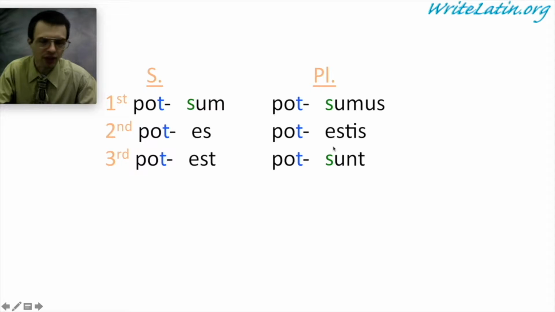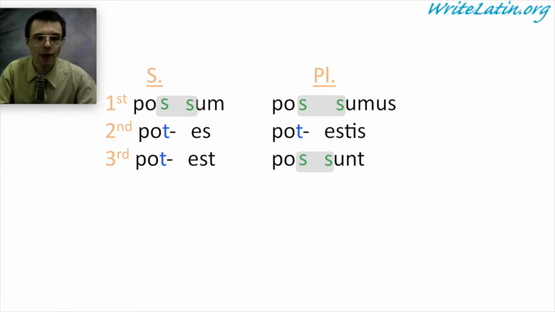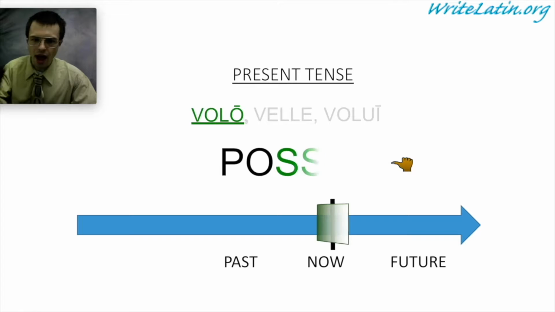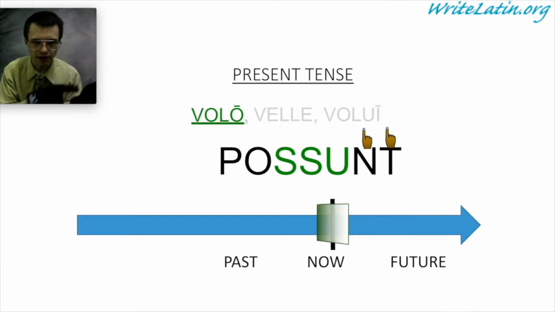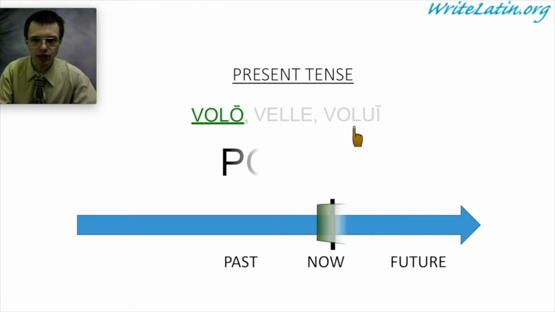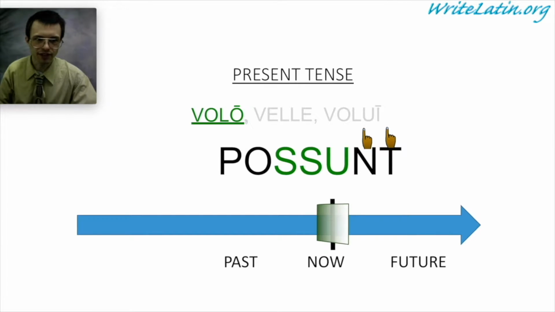Potsumus, potestis, possunt. But even that did not stay its way, because you see how I have this T and S in different colors here? Well, what happened is that wherever there was an S there in the next word, the T assimilated to it and turned into an S also. So now it goes like this: possum, potes, potest, possumus, potestis, possunt. So I am able, you are able, he, she, or it is able, we are able, y'all are able, and they are able. I can, you can, he can, we can, y'all can, they can. So stop the video and chant it until you can say all those.